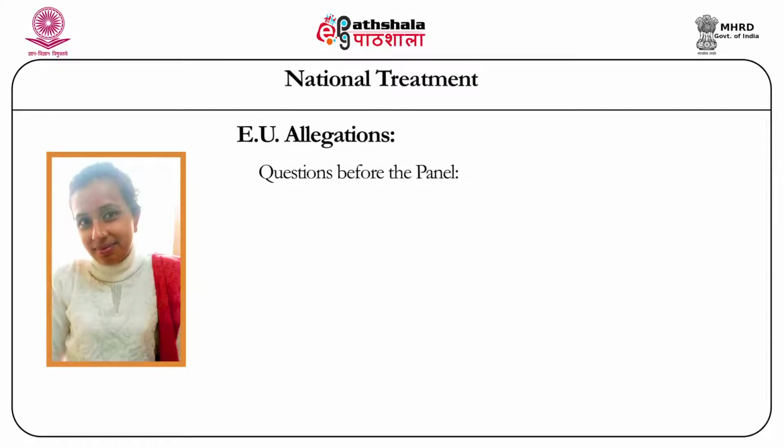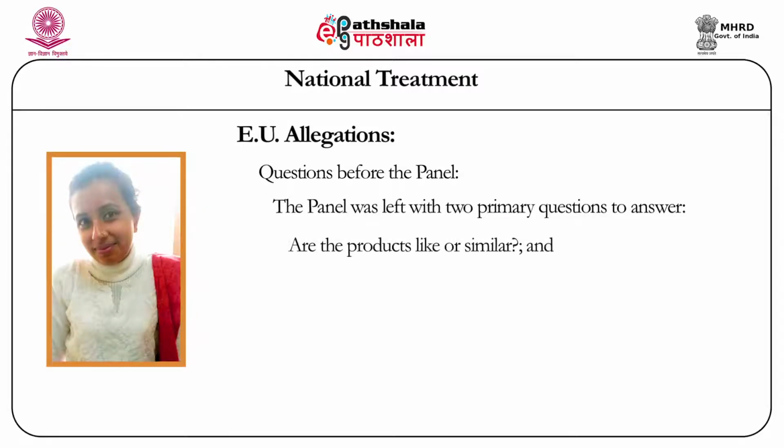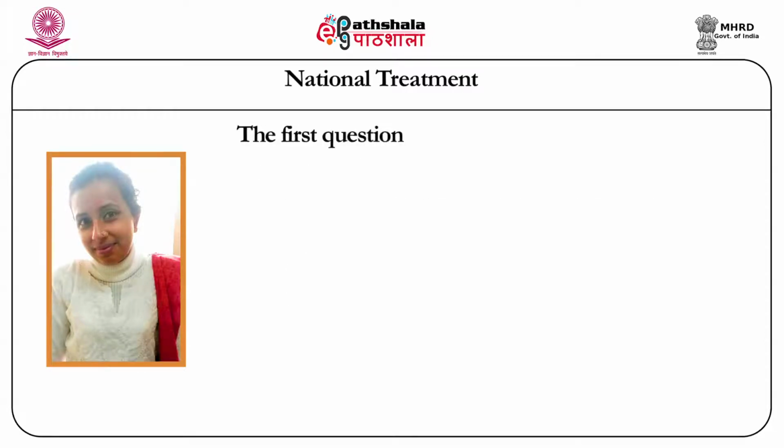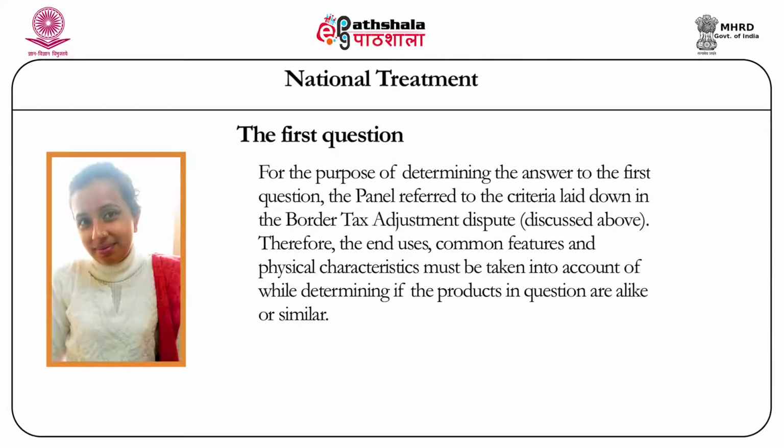The panel was left with two primary questions to answer: whether the products are like or similar, and whether the like products are being treated differently in order to afford protection to the domestic industry. The first question: for the purpose of determining the answer to the first question, the panel referred to the criteria laid down in the border tax adjustment dispute, which was discussed in the most favored nation module. Therefore, the end uses, common features and physical characteristics must be taken into account while determining if the products in question are alike or similar.